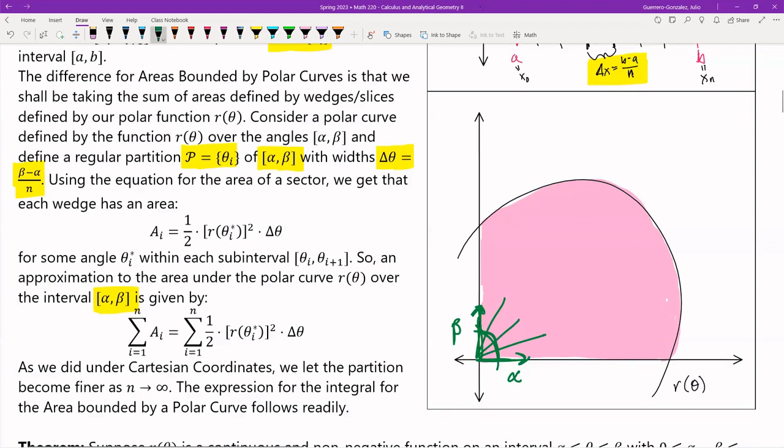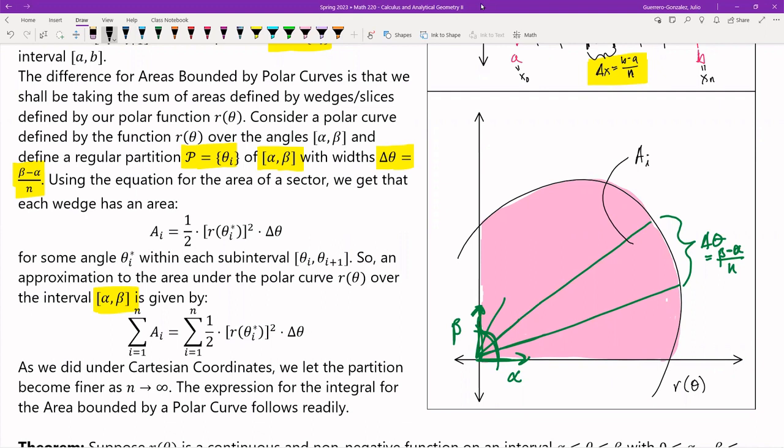So I'm going to grab one particular one of these. I'm going to grab this one, and it's going to go way out like this. So this width right here is a delta theta, which is beta minus alpha divided by n. Now, what I want you guys to notice is the area for this slice. Let me not do it that close. Let me do it like this. There we go.